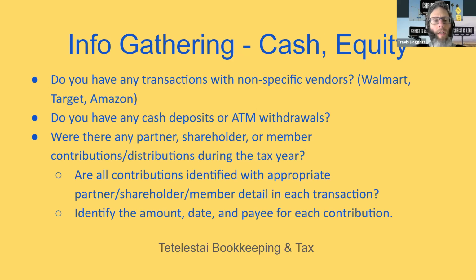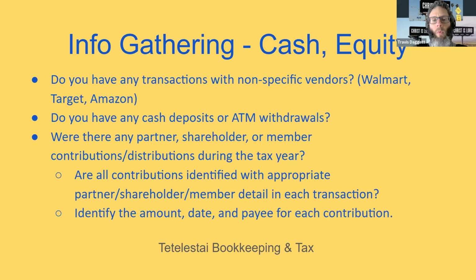Things like Walmart, Target, and Amazon. In other words, when we see these transactions come through the bank feed, what are you buying? At Walmart, is it food? Is it office supplies? From Target, same kind of thing. Amazon could be anything, right? It could be cost of goods sold. Who knows? Could be a fixed asset. You buy a computer or something like that.